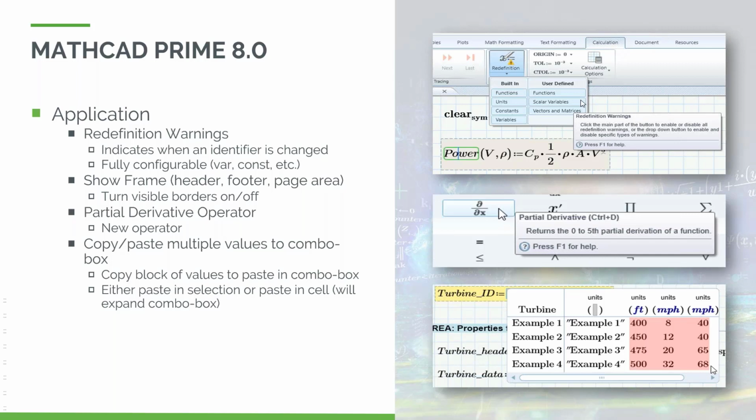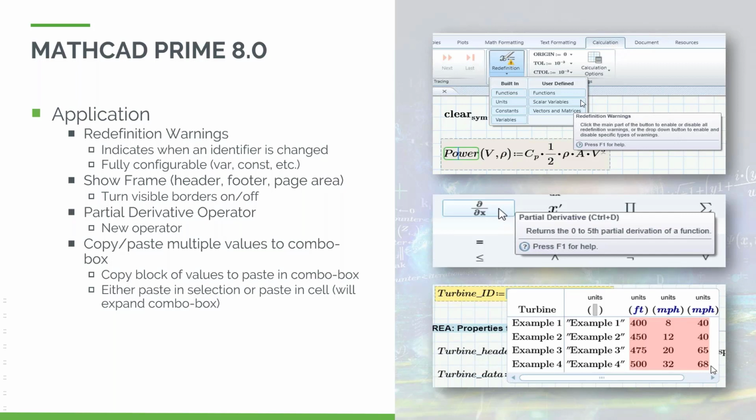In Prime 7, the previous release, we added the combo box input control. This allows you to control worksheet calculations with easy to create and use drop-down menus of variable definitions. Multiple variable values can be defined for multiple variables. And in Prime 8, we've added the ability to paste multiple variable values directly into the combo box edit mode and have the combo box edit mode accommodate that in a number of different ways.